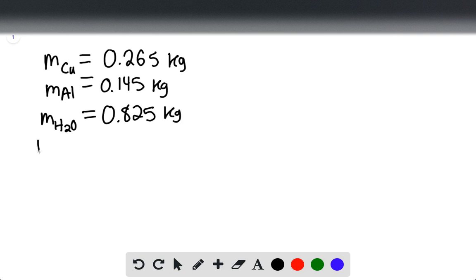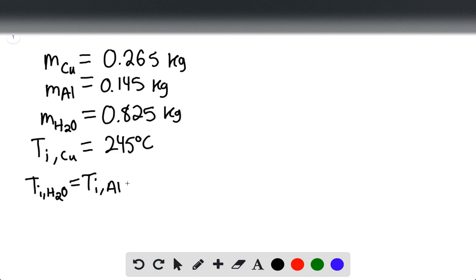And we have the temperature initial for the copper. This is going to be 245 degrees Celsius. And we have the temperature initial for the water, equaling the temperature initial for the aluminum. And this will be 12 degrees Celsius.